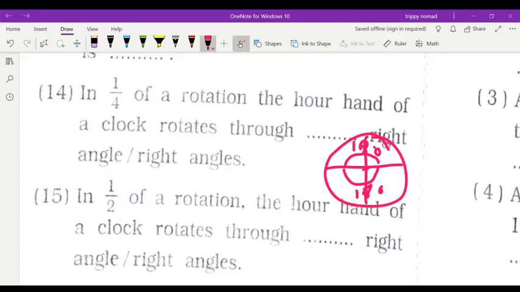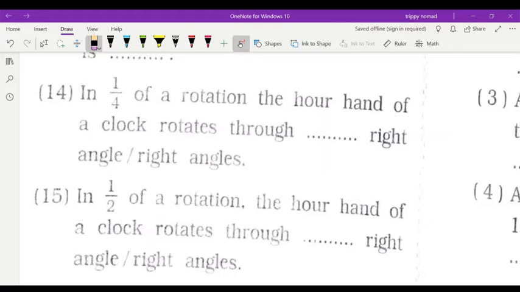One right angle. You have to write the number of right angles, not the measure of the angle. Here I am showing this is 1/4. Once again, you see here, this part is 1/4 of the clock and this one is 90 degrees. So how many 90 degrees has it moved? Only one 90 degrees. That means one right angle rotation is done for 1/4 rotation of the hand. So here you will write the answer: one right angle.